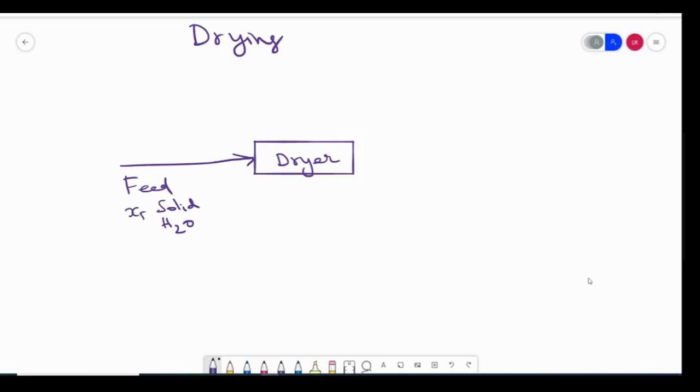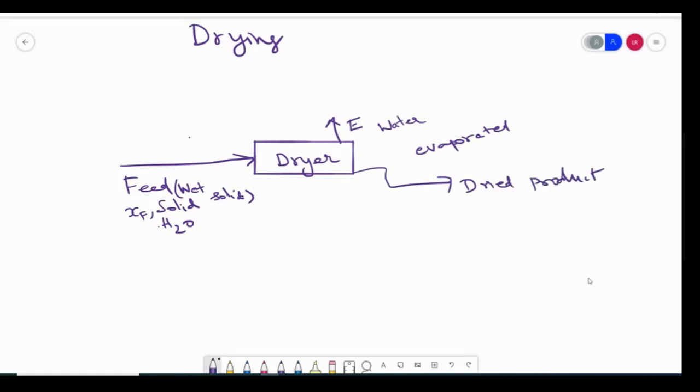Let XF be the mass fraction of solids. So the feed is generally called wet solid. Wet solid consists of dry solids and moisture content, whatever is the content of moisture. So what happens? We will be evaporating water. Let E be the water evaporated. And then we have the final product where we get dried product. So we have one input F and two outputs, D and E.